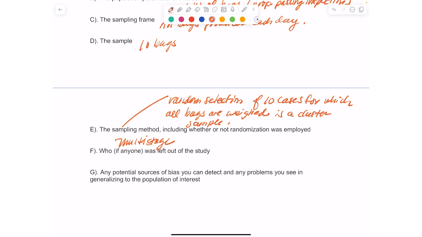Who, if anyone, was left out of the study? And there's really nothing left out here. Any potential sources of bias you can detect and any problems you see in generalizing to the population of interest? I would say both samples tend to be unbiased because it was done randomly.